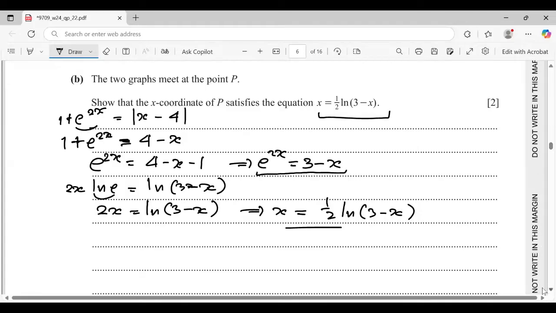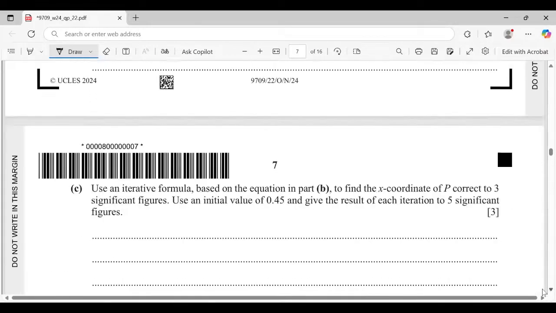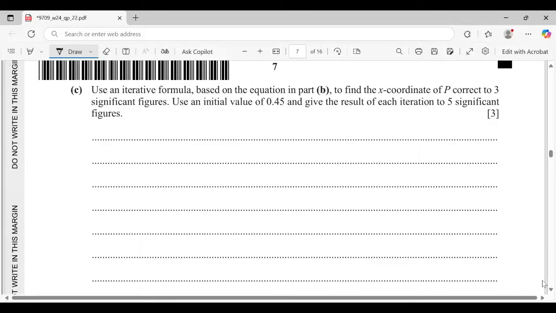Next question, part C. Use an iterative formula based on the equation in part B to find the x-coordinate of P correct to 3 significant figures. Use an initial value of 0.45 and give the result of each iteration to 5 significant figures. Okay.